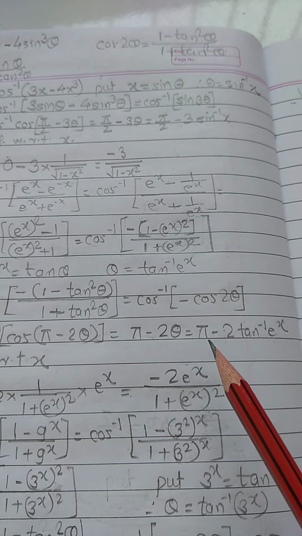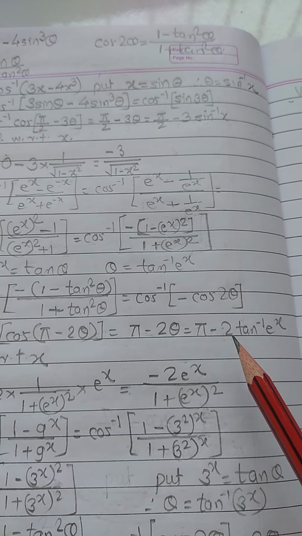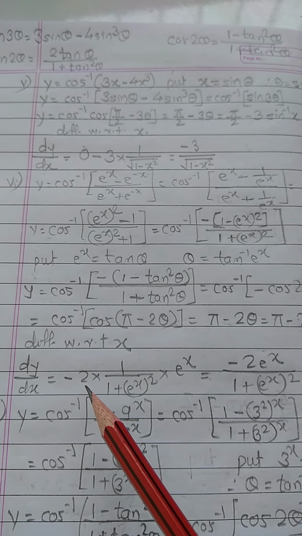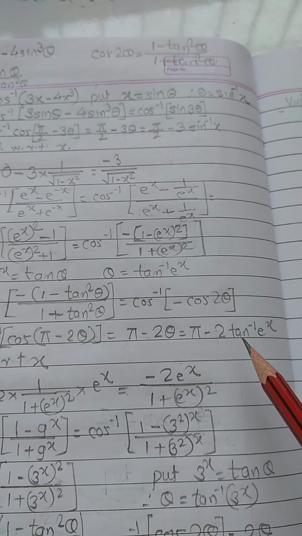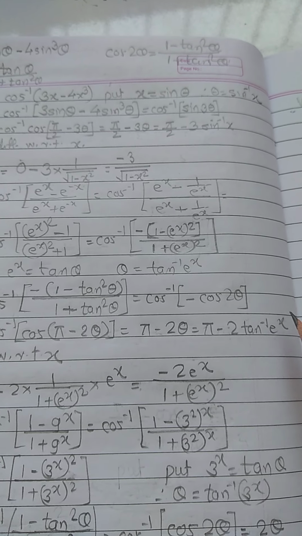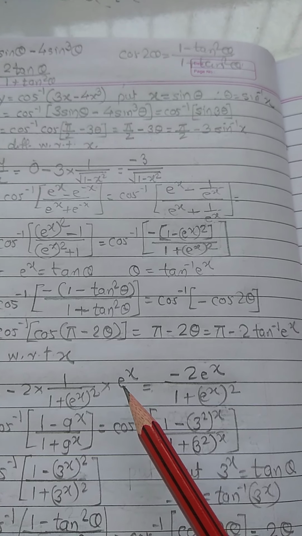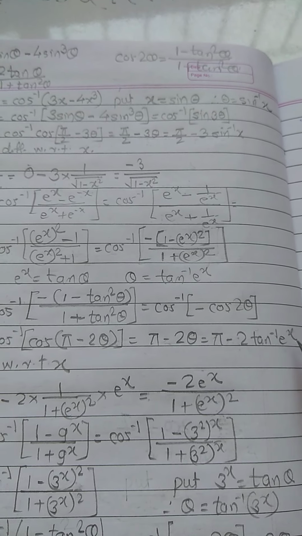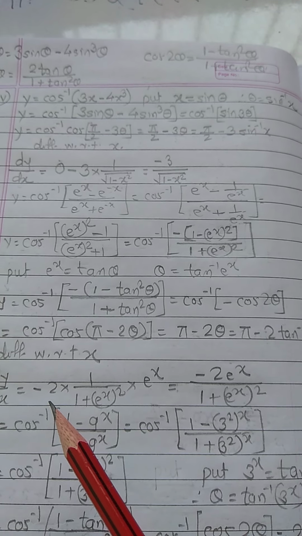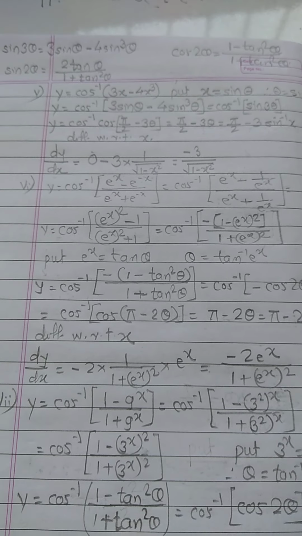Pi the constant, derivative is 0. 2 along with variable derivative, that 2 will be as it is along with the variable, minus 2 will be as it is. Derivative of tan inverse is 1 upon 1 plus x square. Therefore derivative of tan inverse of e raised to x is 1 upon 1 plus e raised to x bracket square. Now derivative of this angle, that is e raised to x. Derivative of e raised to x is e raised to x. So final answer is minus 2 e raised to x upon 1 plus e raised to x bracket square.